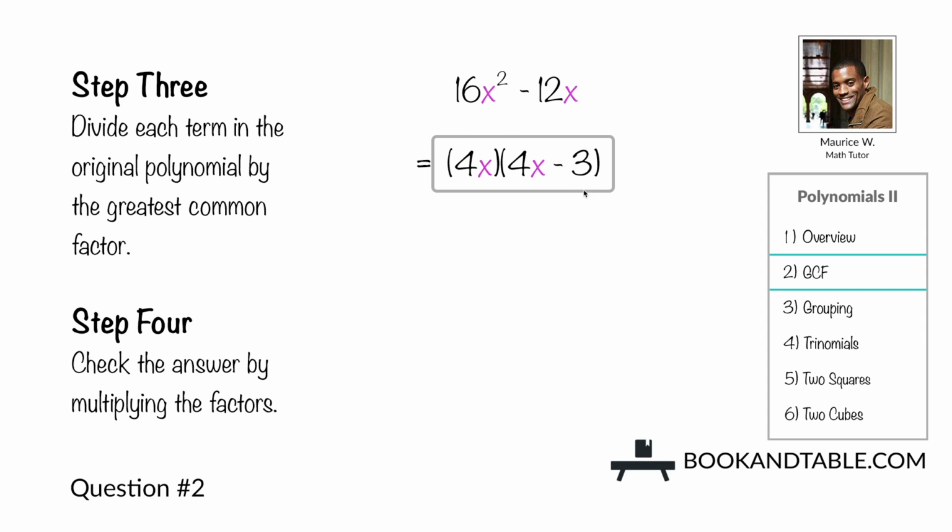The fourth step, we can check the answer by multiplying the factors, 4x times 4x minus 3, giving us 4x times 4x, which is 16x squared. And 4x times negative 3 would give us negative 12x. So this confirms that when you factor 16x squared minus 12x, you wind up with 4x times 4x minus 3. So that is the answer to question number 2.